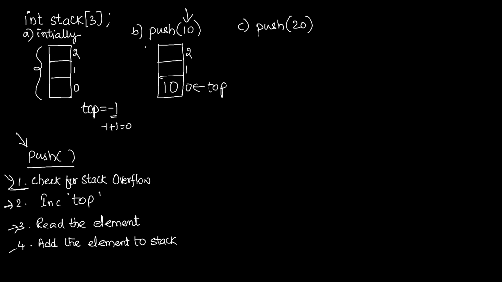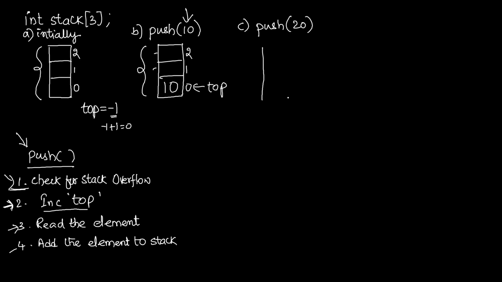Now tell me, is your stack full now? No, there are two empty spaces. So the stack is not full. Then come to the second point, increment the top. What is the value of top now? It is 0. You add 1 to it, it becomes 1.